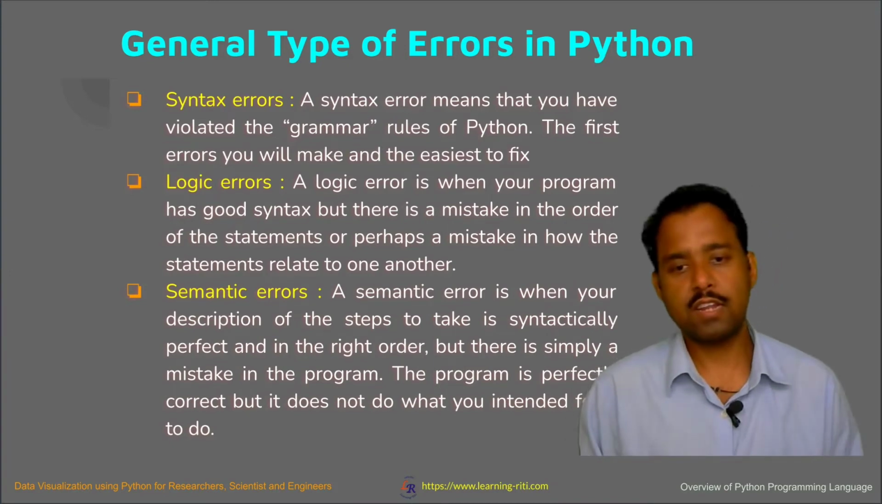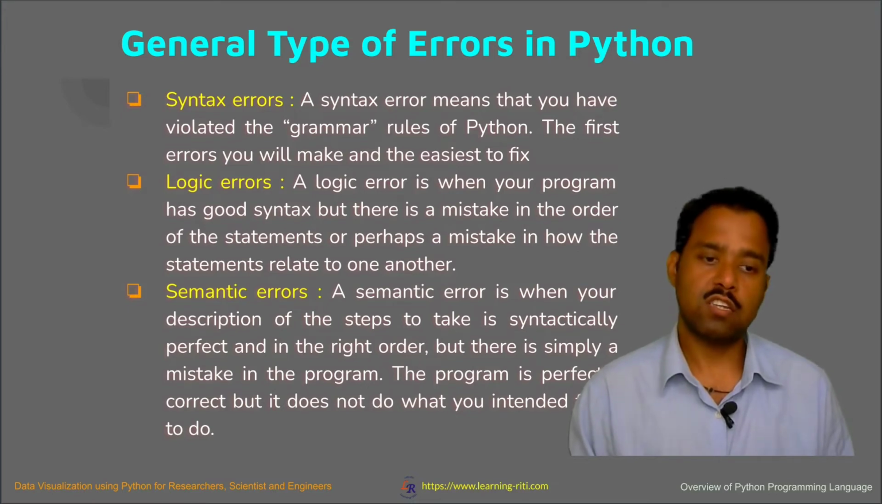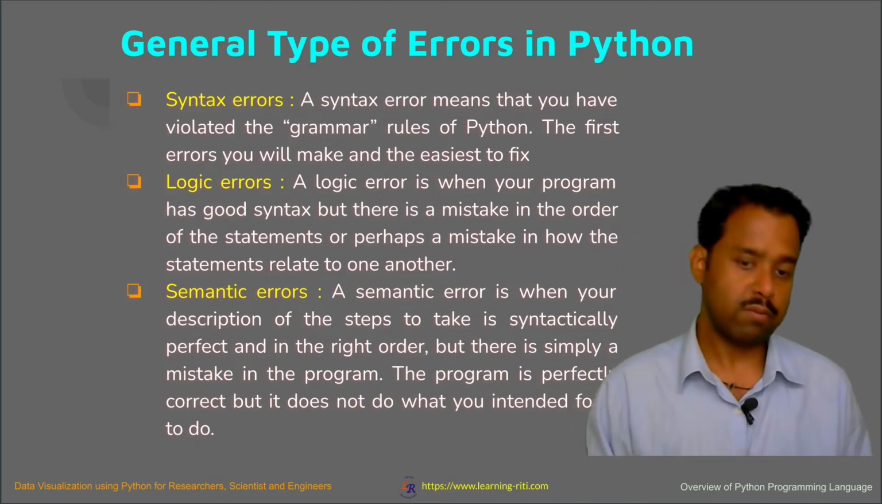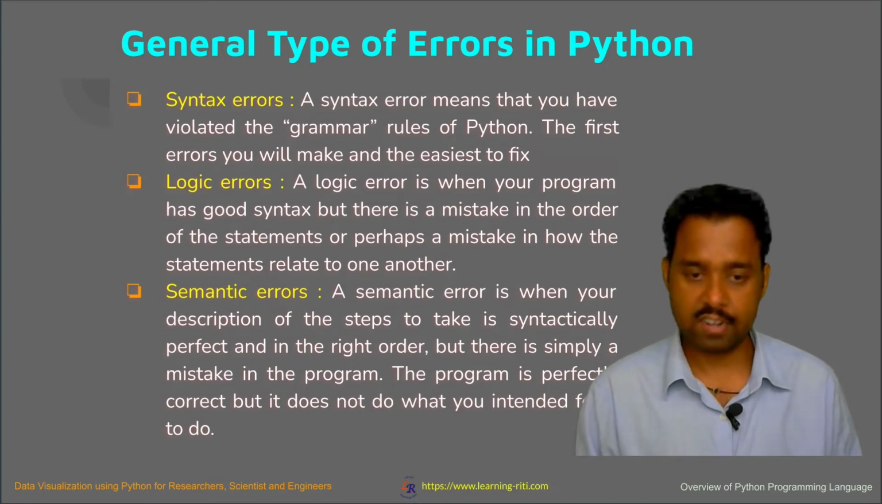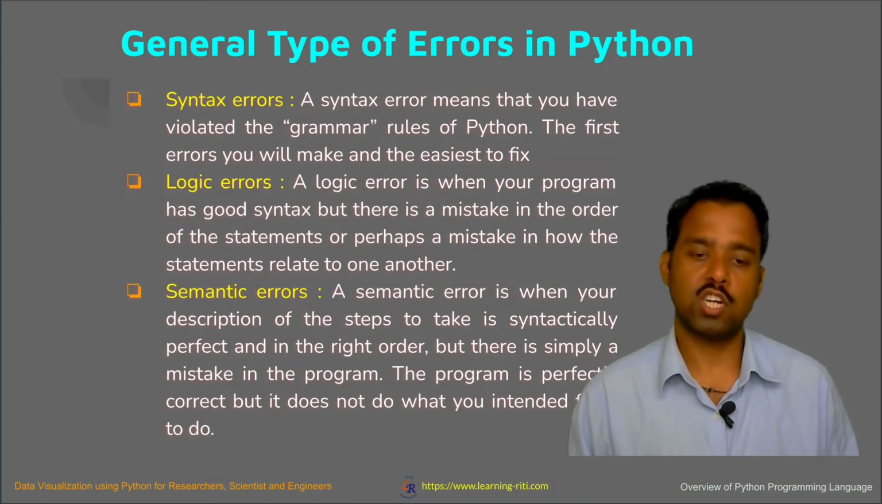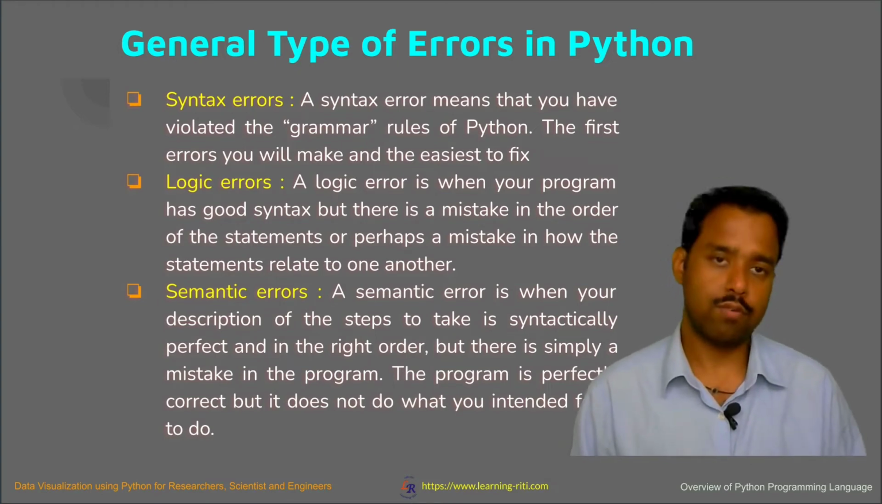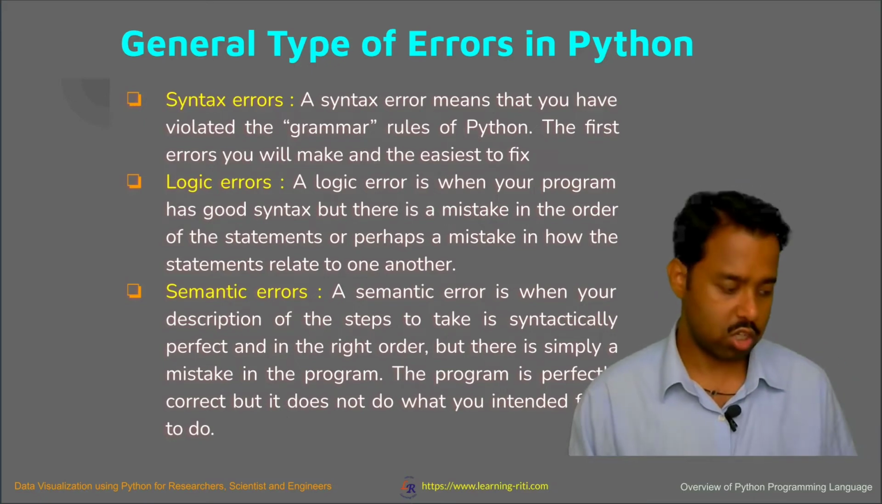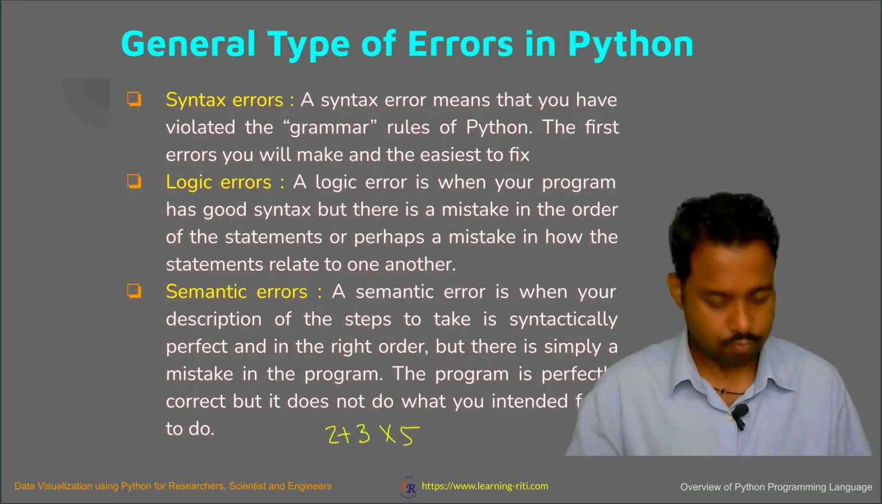So there is a third type of error, the semantic error. A semantic error is when the description of steps to take is syntactically perfect and in the right order, but there is still a mistake in the program: though you have written the program correctly, it is not doing the job you intended. That kind of error is the semantic error. For example, you have written the syntax correctly and followed all the sequence, but let's say you wanted to have 2 plus 3 into 5, right?